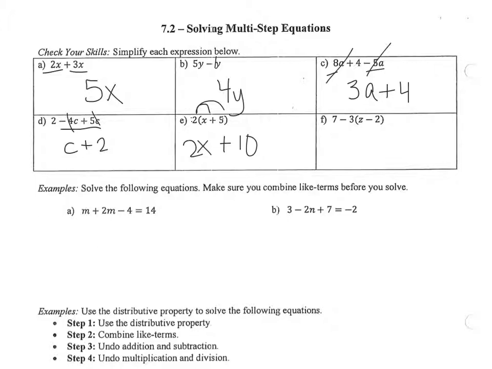And then letter F, I'm going to underline this part of the distributive property, copy the 7 down. Negative 3 times z is negative 3z. Negative 3 times negative 2 is plus 6. And now I have a negative 3z. And then 7 and 6 is 13.